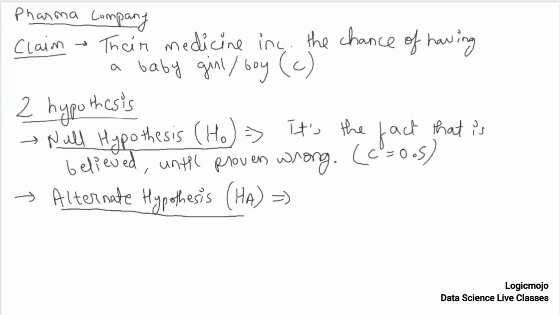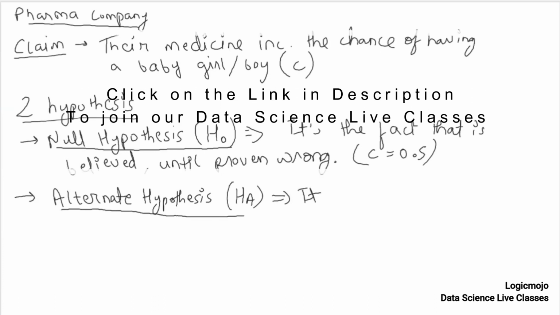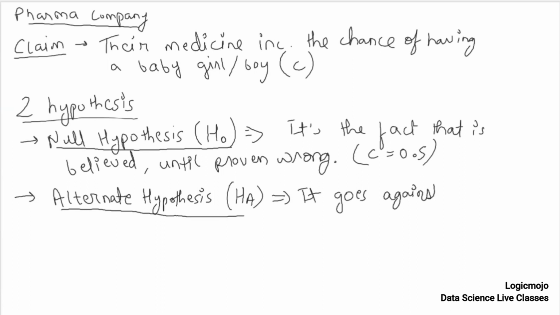It is something that goes against the fact. In this case, it says the chance of having a girl is greater than 0.5. Now we need to prove this hypothesis. The null hypothesis we don't need to prove. It is already known; people already know that this is the truth.